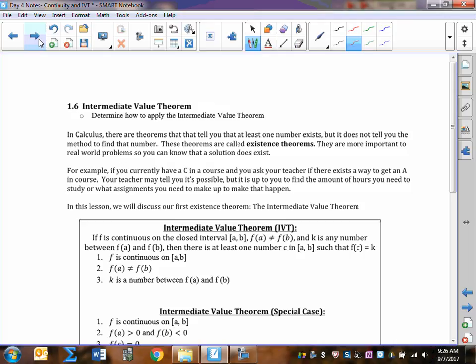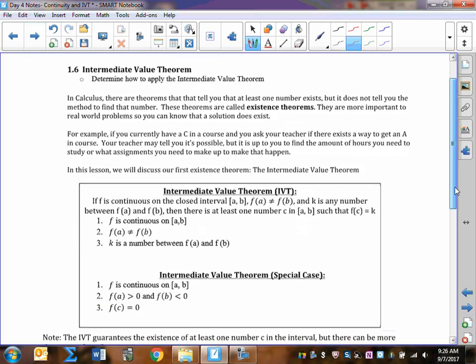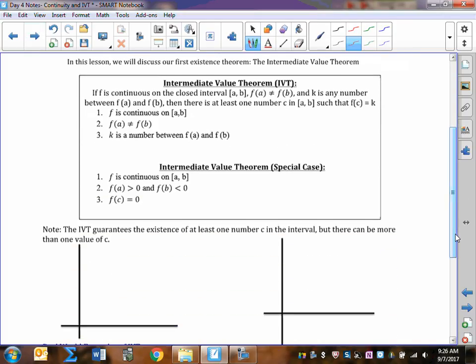So our first existence theorem that we're going to be talking about is the intermediate value theorem. We'll also learn about the extreme value theorem and the mean value theorem and Rolle's theorem, which are all great. So the intermediate value theorem, notice the words intermediate value. Now you are allowed to use this notation. This is one of the few abbreviations allowed on the AP exam, IVT.